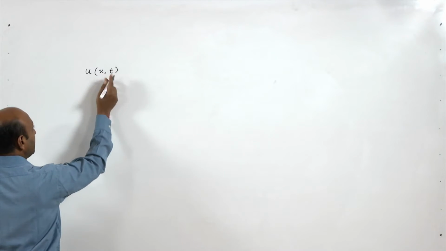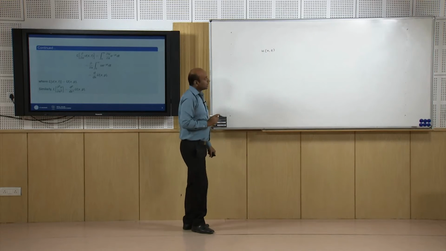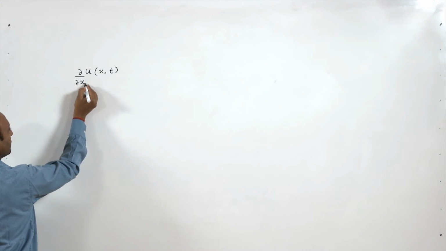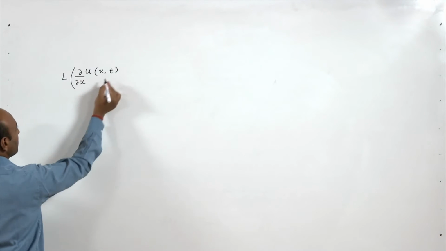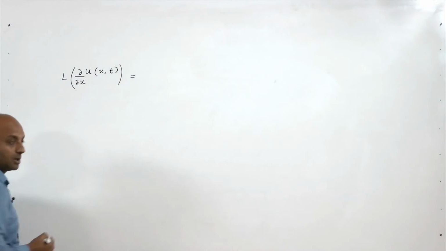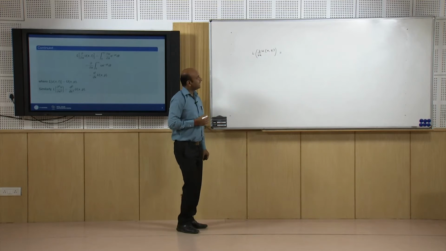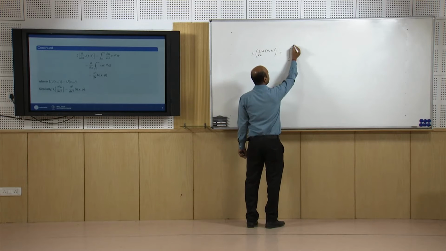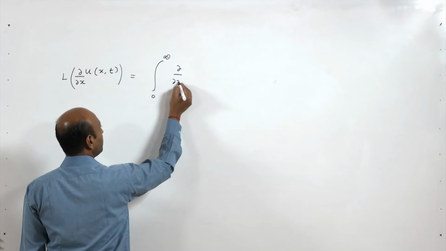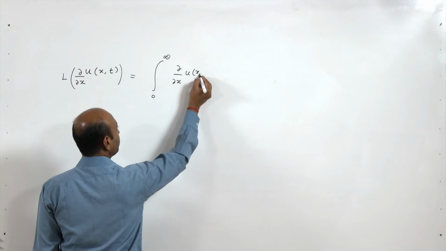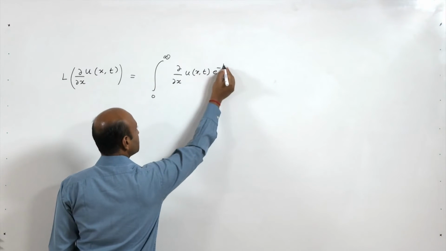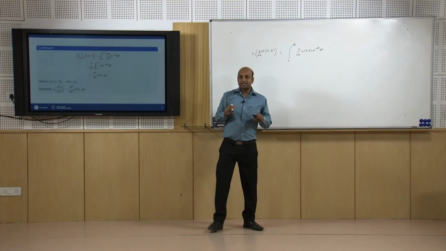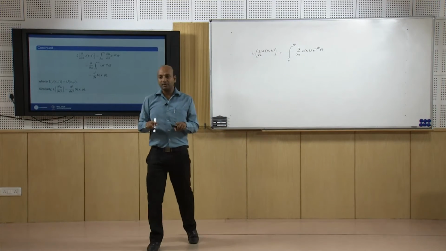Now, let us see, suppose you have u(x,t), which is a function of two independent variables x and t. Suppose you take the partial derivative with respect to x and let us compute the Laplace transform of this, the Laplace transform of del by del x of u(x,t). By the definition, it is the integral from 0 to infinity of del by del x of u(x,t) into e to the power minus p t dt, because we are taking Laplace transform with respect to the independent variable t.